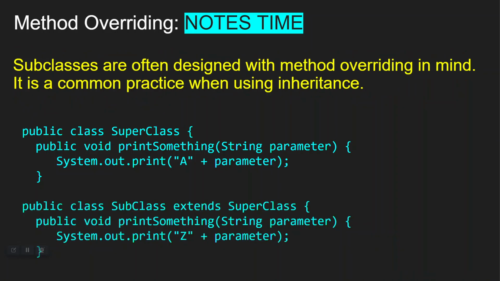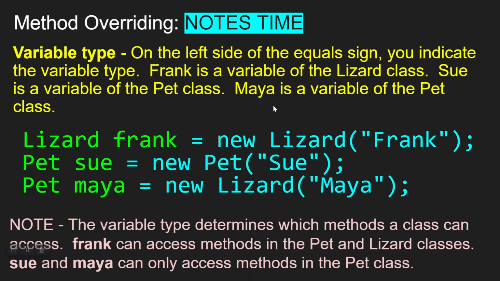So subclasses are often designed with method overriding in mind. It's not uncommon in a subclass to just go ahead and overwrite a superclass's method. But it does get a little bit more complicated once we start including the keyword super, as you'll see. But it is a common practice when using inheritance. So we should expect to see it, and we should expect to use it in our own programs.